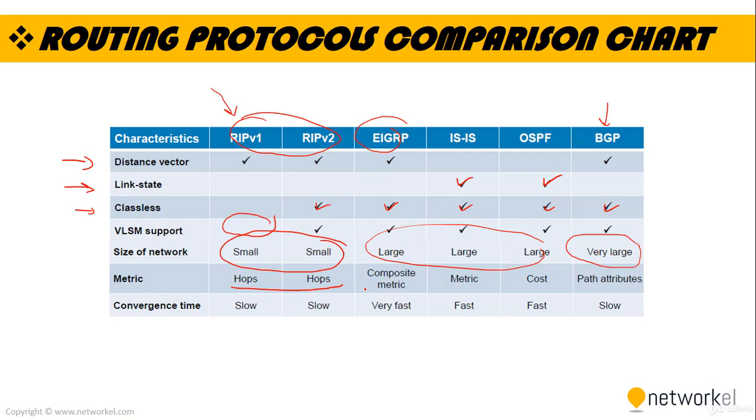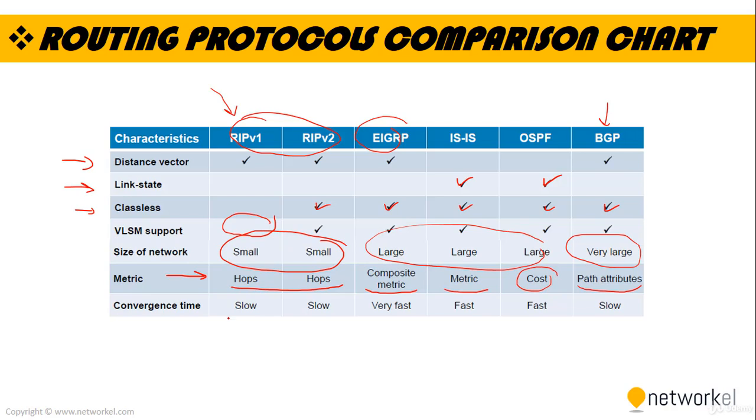The metric of RIP is the hop count. EIGRP has a composite metric. IS-IS has its own metric. OSPF's metric is known as cost. And BGP has path attributes as the metric. We are going to take a deeper look at all of these features in later sections.